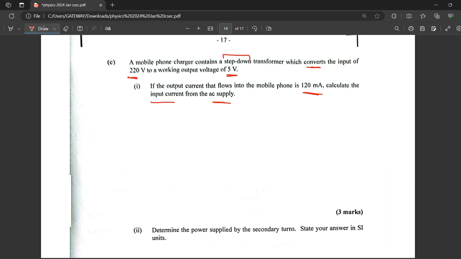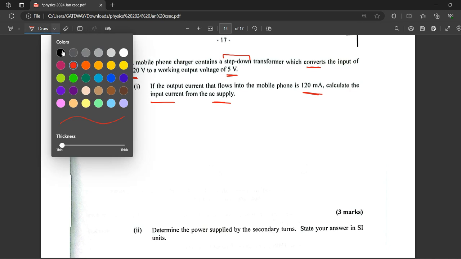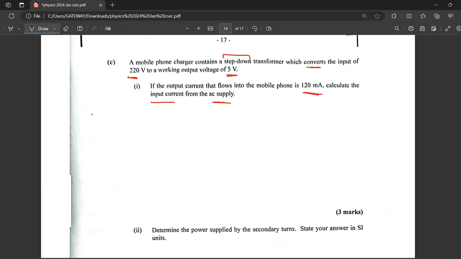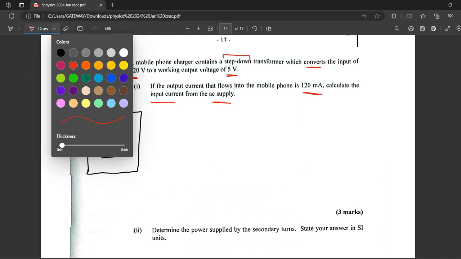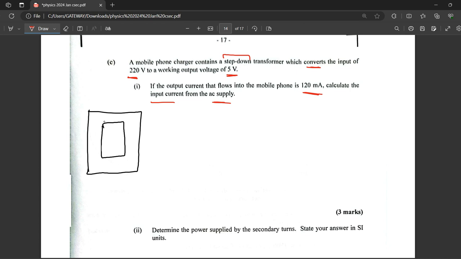So just for general knowledge, I will draw a little diagram here for the transformer in case they ever ask you to draw one. Right? So it will look like a little rectangle there with a small rectangle in the middle, right? And then you have your wires, your coil of wires. Right? So something like that.